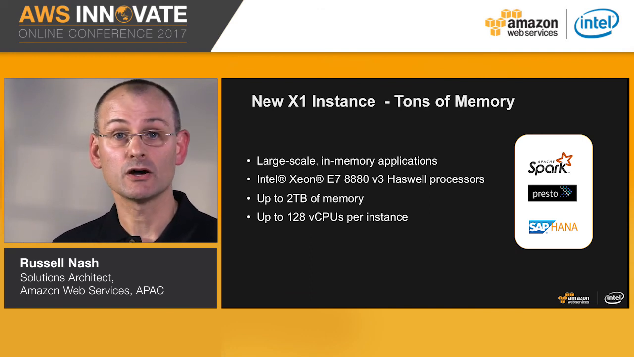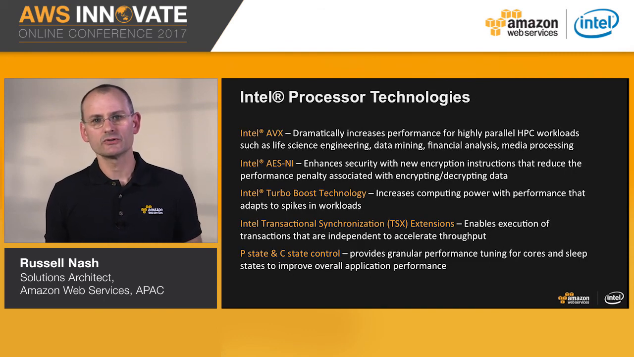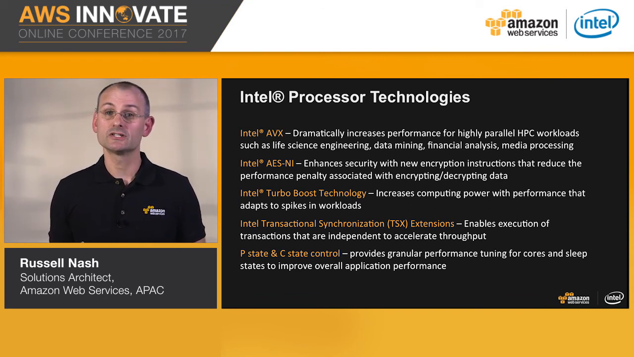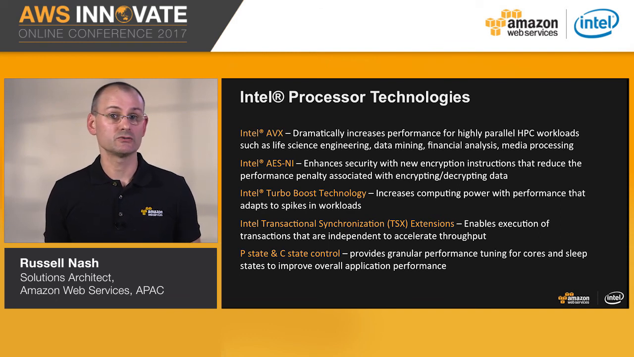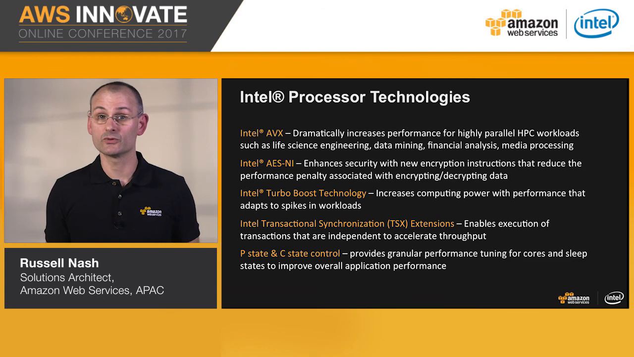Now, talking of Intel, we talk a lot at Amazon about innovation, but there's also lots happening at the chip level too. Intel have a lot of features built into their chips, which you can take advantage of in the AWS cloud. I've put a couple of examples here on the slide, but check out the Intel page on the AWS website for more details.